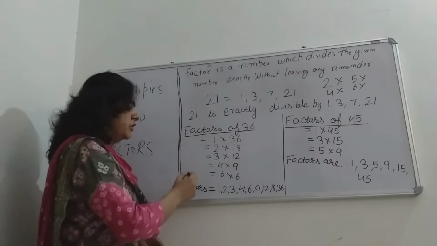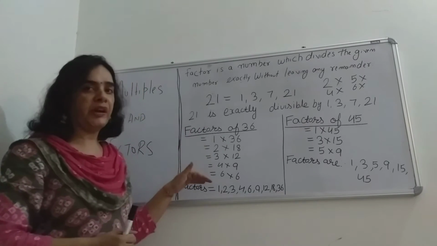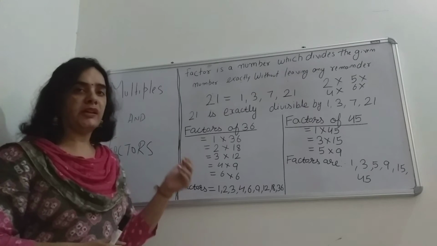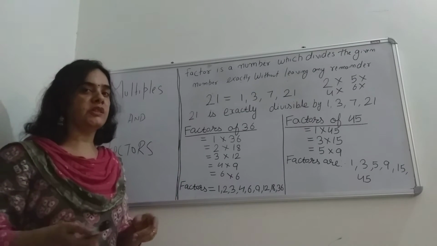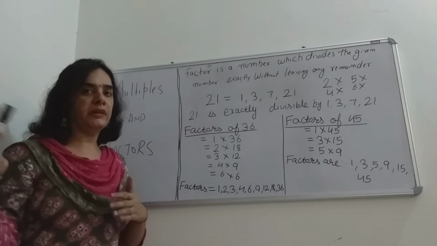So we have seen what the factors are. Whenever you have to write the factors, how will you write? You will have to write in ascending order. What is ascending order? Ascending order means firstly you write the small number, then the bigger, after that the bigger one.